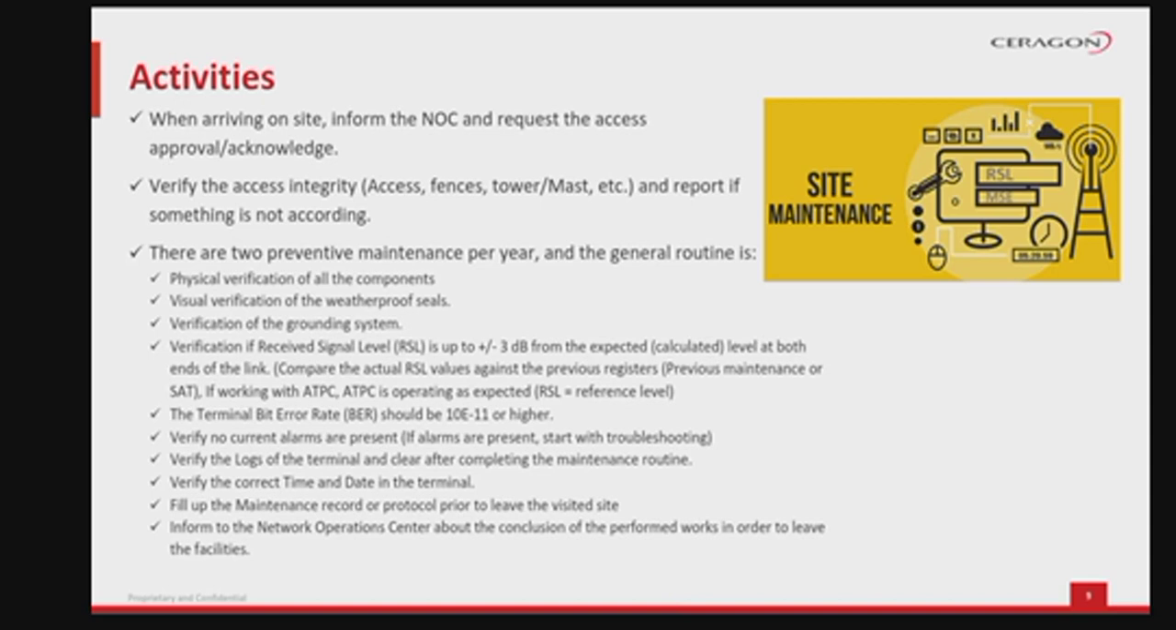The terminal's bit error rate should be 10 to the power of minus 11 or higher. Verify no current alarms are present, and if alarms are present, start troubleshooting with the Ceragon troubleshooting guide from the course. Verify the logs of the terminal and clear after completing the maintenance routine.